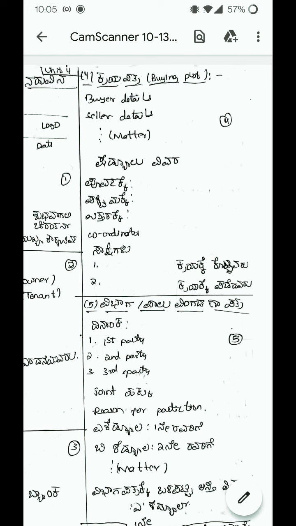In the schedule we have its coordinates: Purvakke, Pachimakke, Uttarakke. So three coordinates, from east, west and north. You have to write these coordinates. Then we have signatures of evidences, Sakshigalu. On the right side we have signatures of Krayake Kottavaru and Krayake Padadavaru, the one who is selling the plot and the one who is buying the plot.